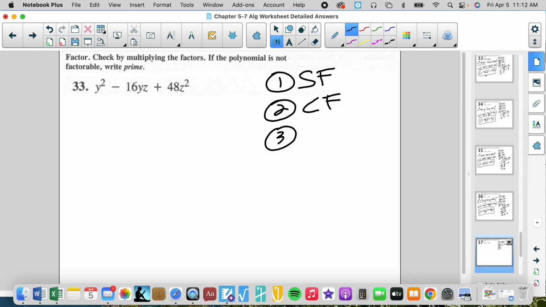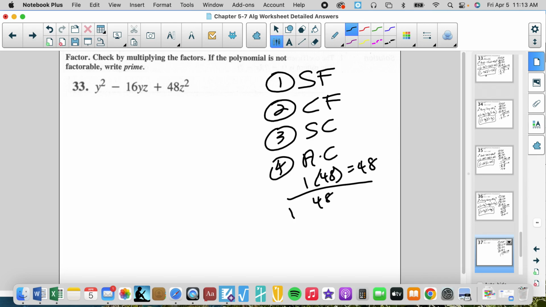Standard form, common factor, special case, A times C. 1 and 48, 2 and 24, 3 and 16, 4 and 12, 5 no, 6 and 8. Signs are the same, both are negative. 16 is going to be this pair.